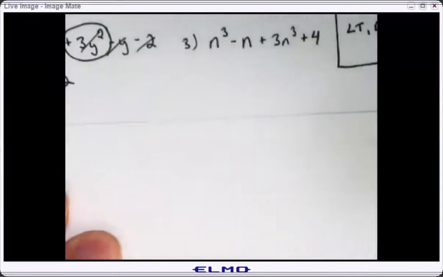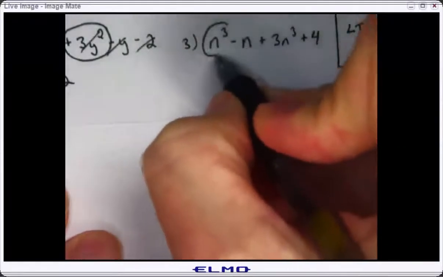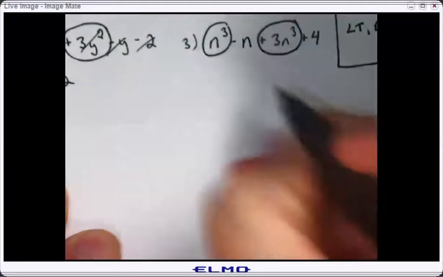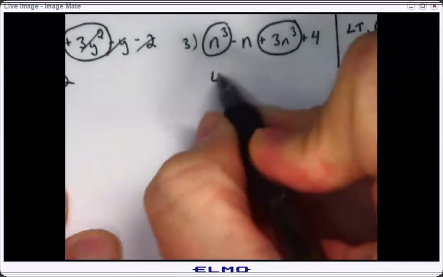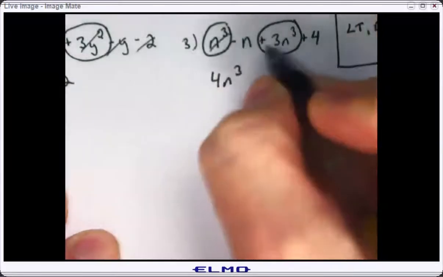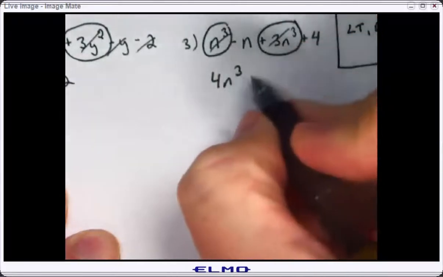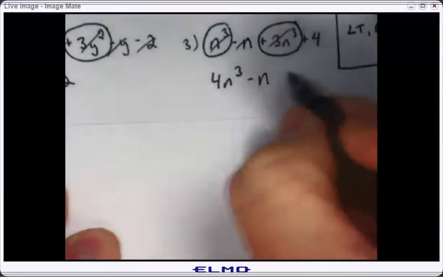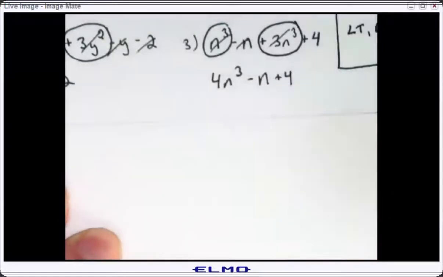I have 4 terms. My like terms are my cubes, n cubed and positive 3n cubed. 1 plus 3 is 4n cubed. I only have 1 n, it's a negative 1n. Ones are understood, I don't have to write them. And I have 1 constant, positive 4. Let's look at a couple more.